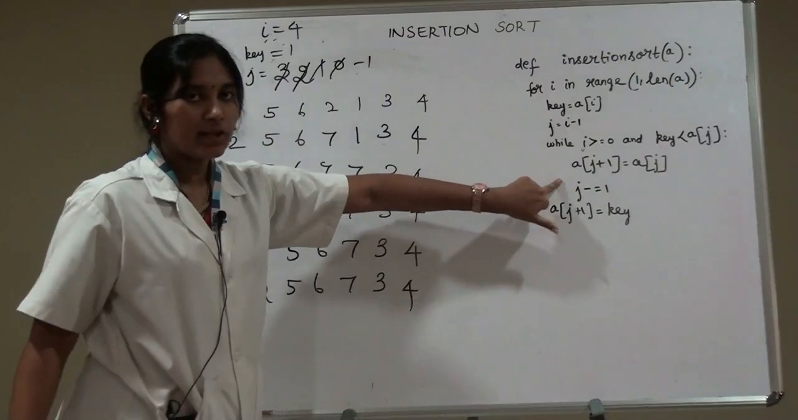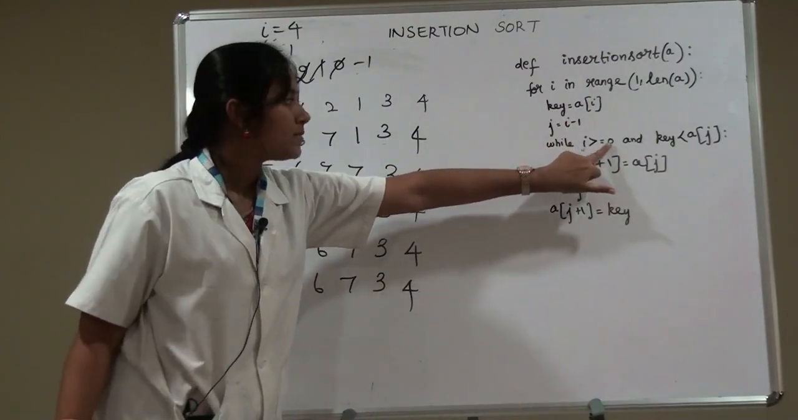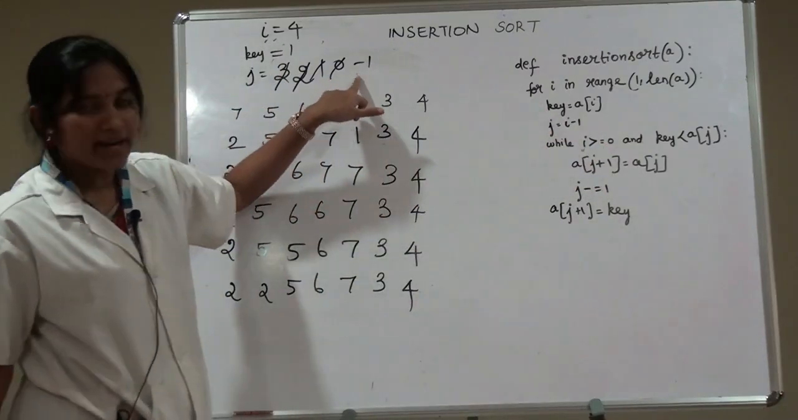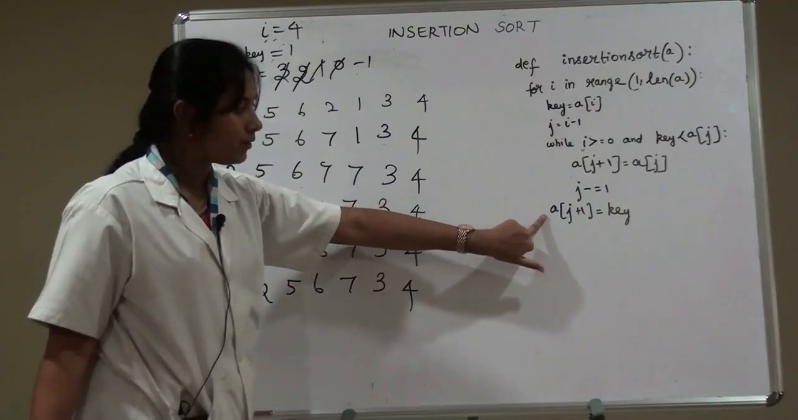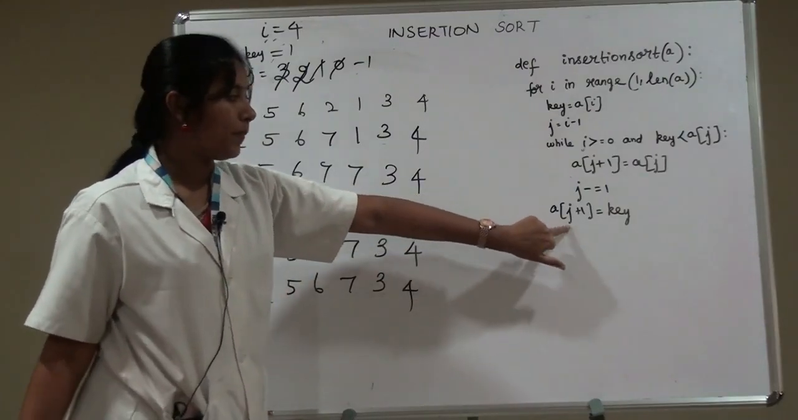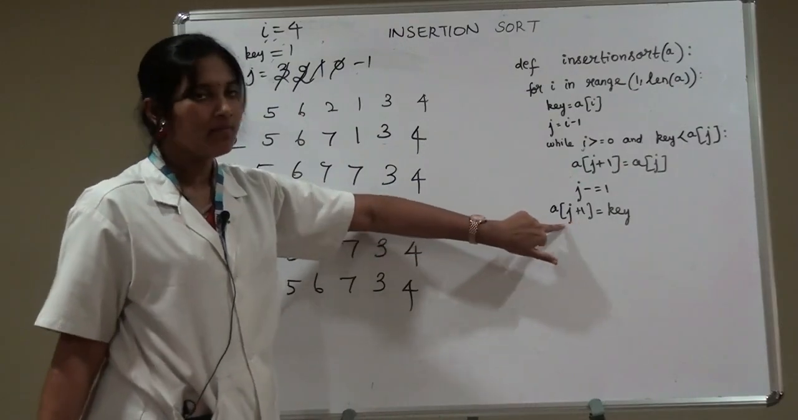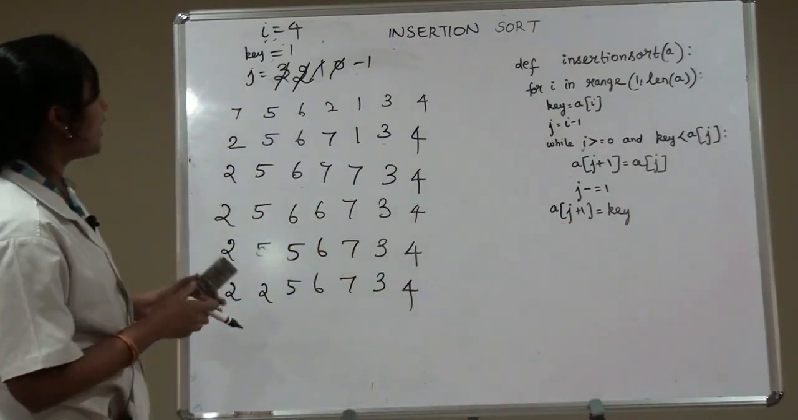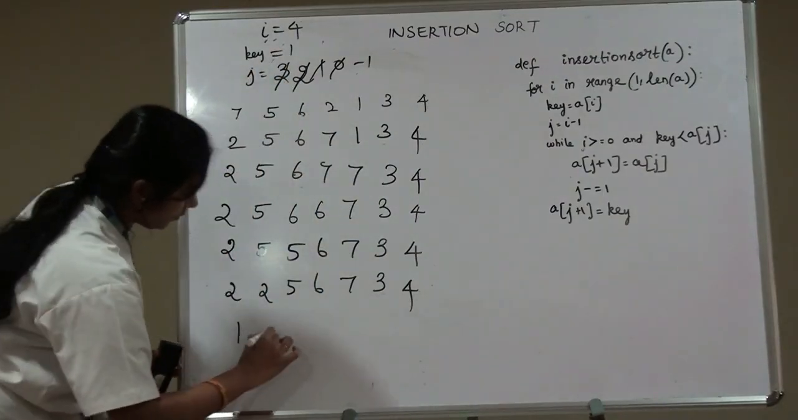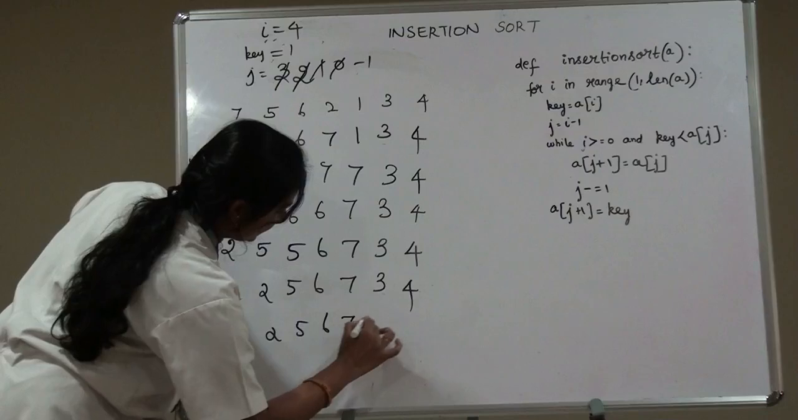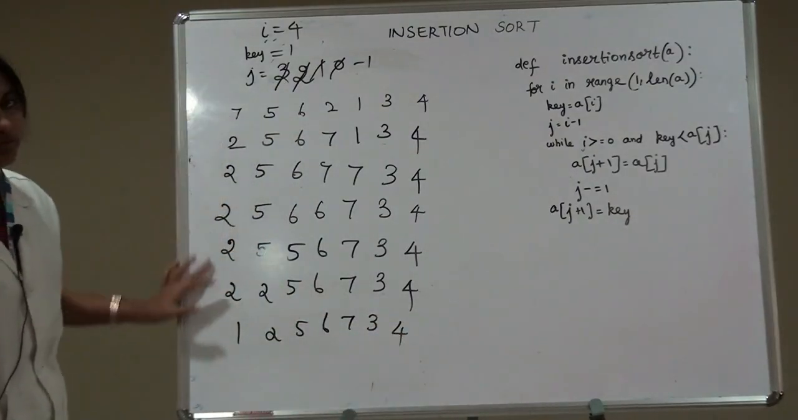Now again you should check the condition. While j greater than or equal to 0. But our j is minus 1. So the condition has failed. So what will you do? You will execute this statement now. You have to place the key at the position a of minus 1 plus 1, which is a of 0. So what happens? At a of 0 you are placing your key. So you will get something like this. Okay. This is the end of the 5th iteration.